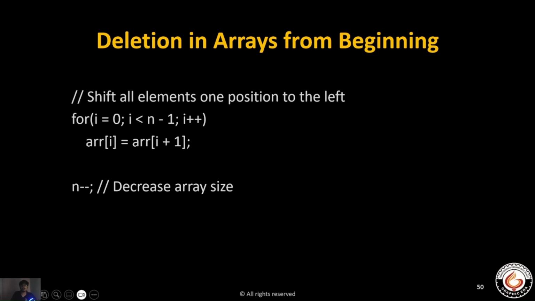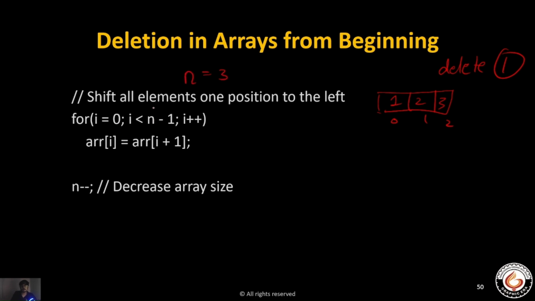Let's go to the deletion in arrays from the beginning. Let's take an example 1 2 3, with indices 0 1 2, and we want to delete 1 here. So how will we do it? Firstly, what is the value of n here? That is 3. We are taking this array. First the value of i is 0. Is 0 smaller than 3 minus 1, that is 2? Yes. So we'll go inside.